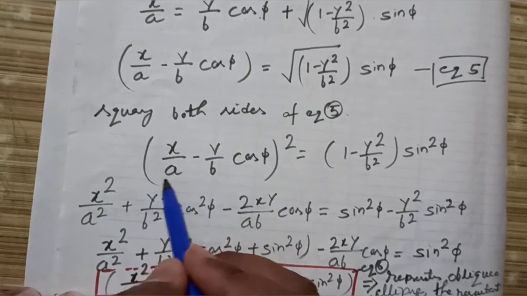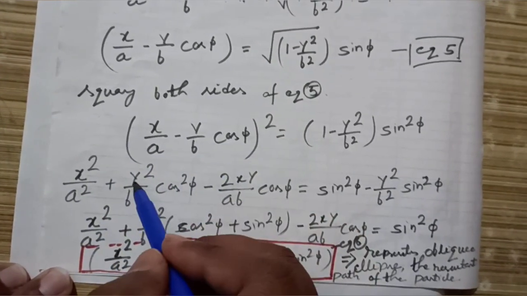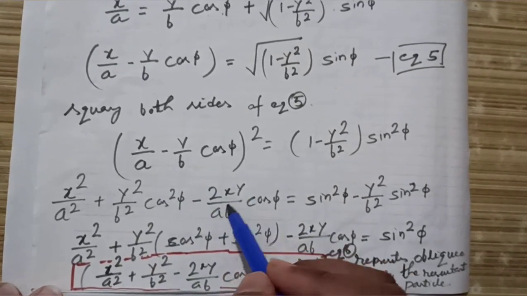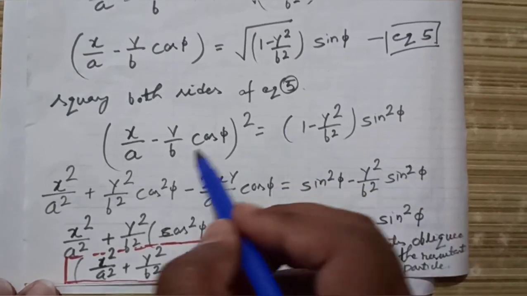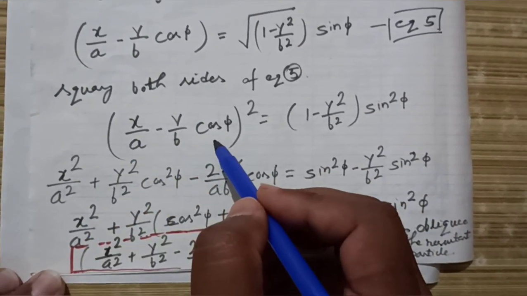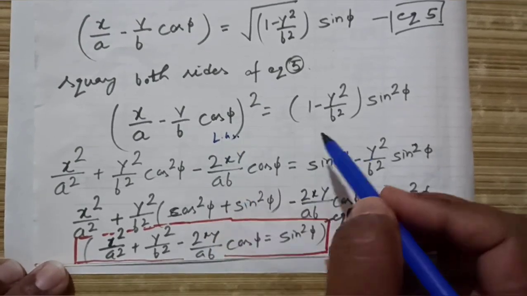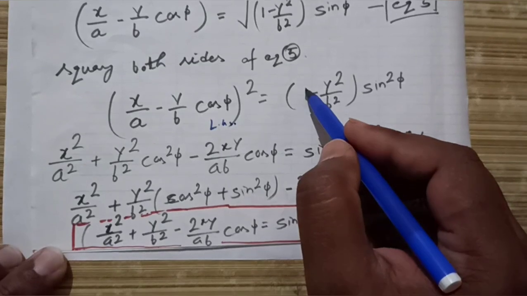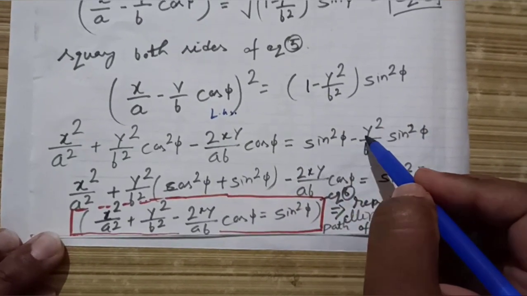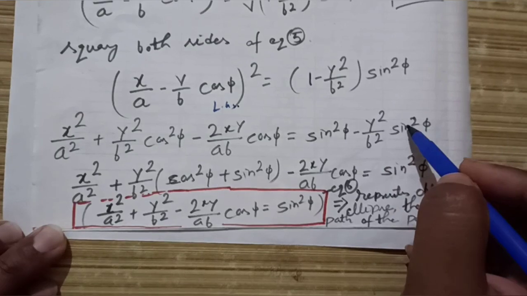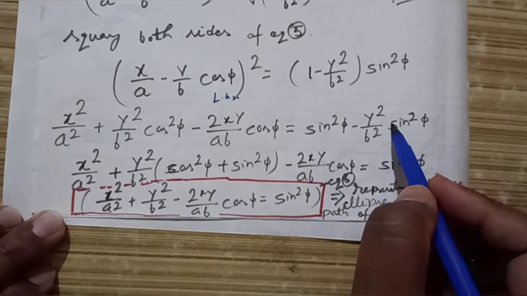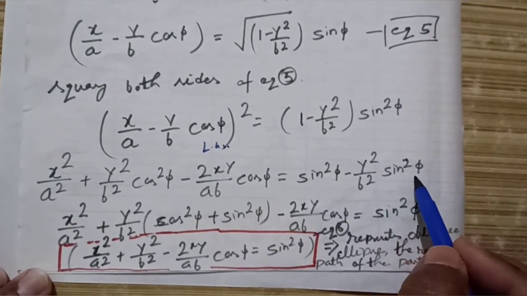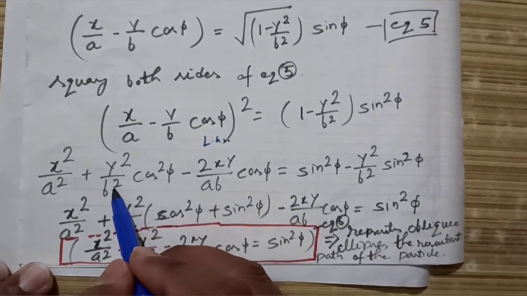So we will have the first term square, x square upon a square, second term y square upon b square cos square phi, minus 2xy upon ab cos phi. This is the expansion of the left hand side. And on the right hand side, we will have 1 minus y square upon b square sin square phi. Again, you will see that here it is minus y square upon b square sin square phi, and here it is y square upon b square cos square phi.